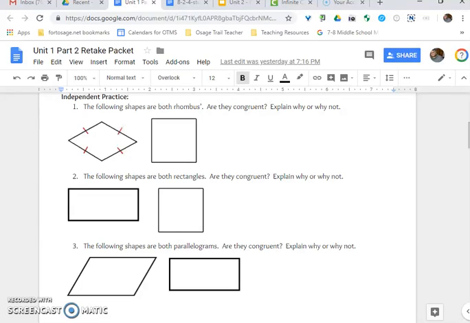So number 2, both of those are rectangles. Are they congruent? And number 3, both of those are parallelograms. Are they congruent? The key here is that you need to be able to explain your thinking. You have to be able to explain. Once you have those 3 done, and you have explained, you can come check in with me and see if you've got those correct. If you have questions about those 3, please make sure that you also ask.